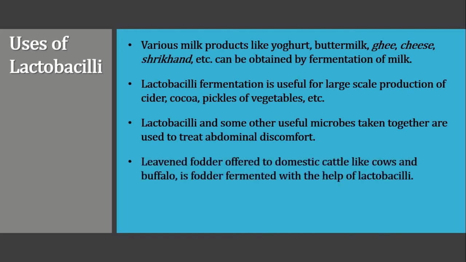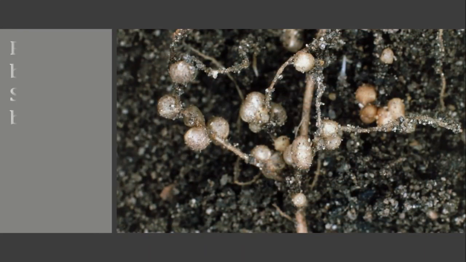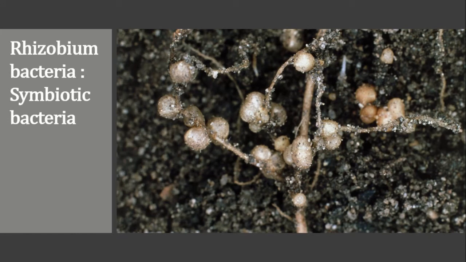Leavened fodder offered to domestic cattle like cows and buffalo is fodder fermented with the help of lactobacilli. The lactobacilli fermentation process is used to make wine and some types of bread. So students, this was all about lactobacilli. Now next, we will understand about rhizobium bacteria, symbiotic bacteria.